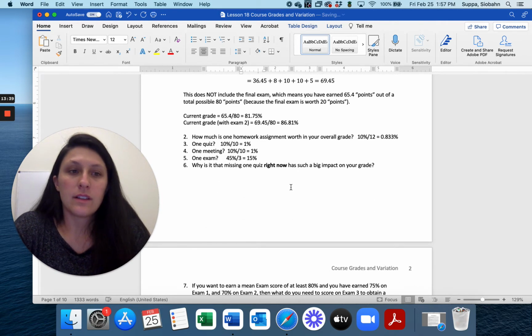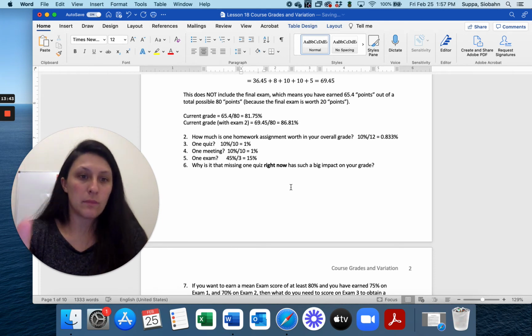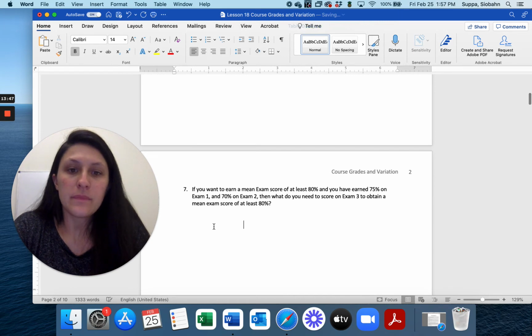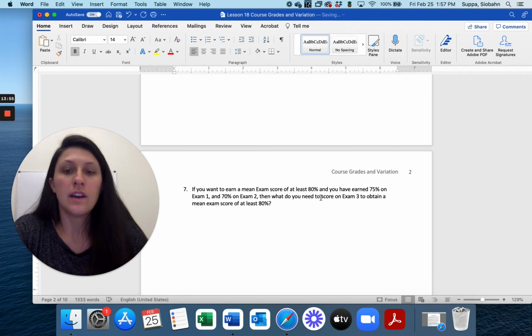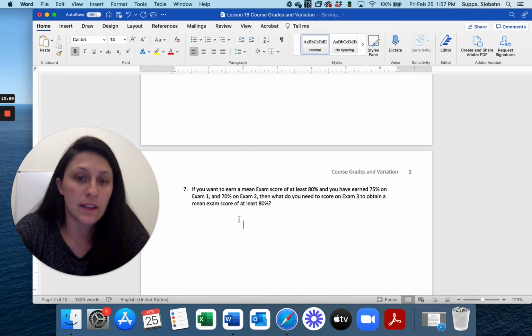Okay, so that's a little bit about how course grades work. This is called a weighted mean. We're going to just look at one quick problem. If you want to earn a mean exam score of at least 80%, and you've earned 75% on exam 1, 70% on exam 2, then what do you need on exam 3 to obtain this mean score of at least an 80? So this is another question I've had students ask me.